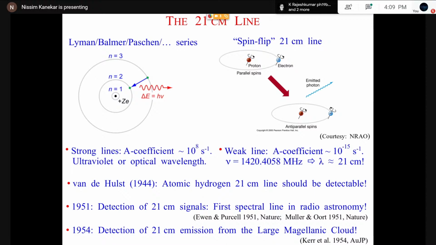And 7 years later, the first 21 centimeter signals were detected by Ewen and Purcell at Harvard, and Muller and Oort in the Netherlands, and shortly afterwards by Christiansen and Hindman in Australia. And this was the first spectral line in radio astronomy, and it was the harbinger of great things to come. Even more interesting, just 3 years later, in 1954, Frank Kerr and Hindman came up with the first detection of 21 centimeter emission from outside the Milky Way, from the Large Magellanic Cloud. And that started a completely new field of tracing the hydrogen content of galaxies with the 21 centimeter line.